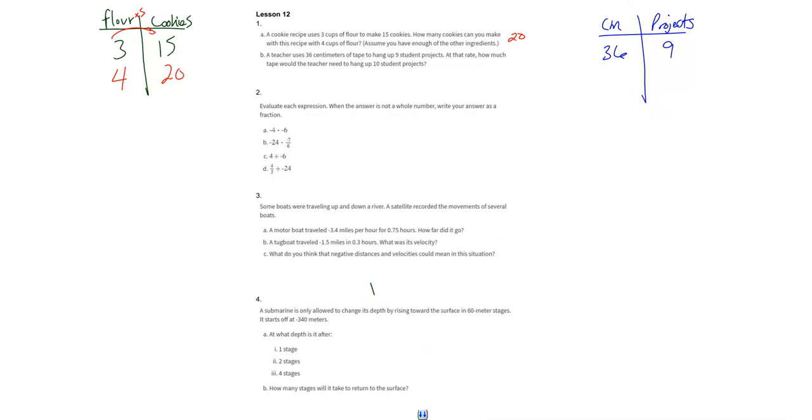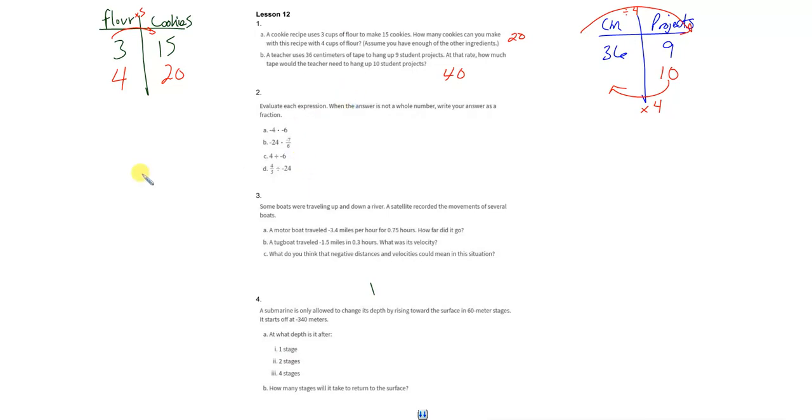So this particular problem, you could think of it as times 4 to go this way, or if you're going in this direction, you could think of it as divide by 4. The reciprocal, multiply by 1/4, same thing. How much tape would the teacher need to hang up 10? So if this was 10, and we times it by 4, we get 40. Easy peasy, lemon squeezy.